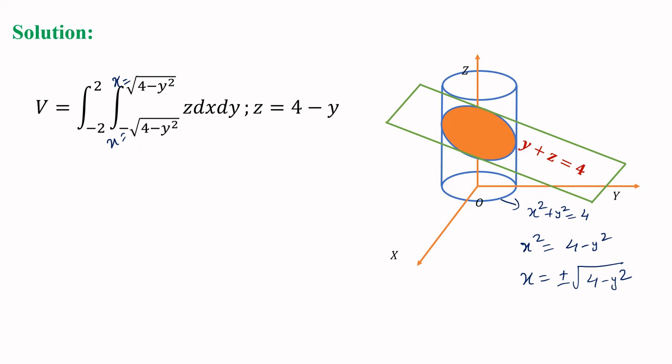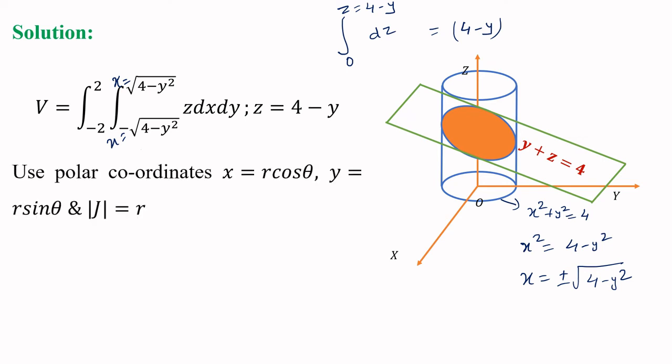And z dx dy. So we are integrating along the z direction. In the third dimension, if you are willing to add, you can add here in this way, and dz directly you can write. And the limit of z will be 0 to this one, y plus z is equal to 4. So z is equal to 4 minus y, so by integrating that you will get 4 minus y. So either triple integration or double integration can be used.